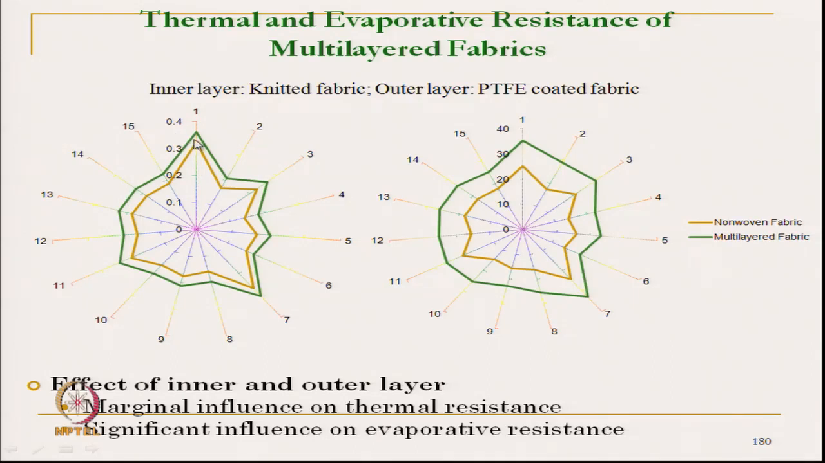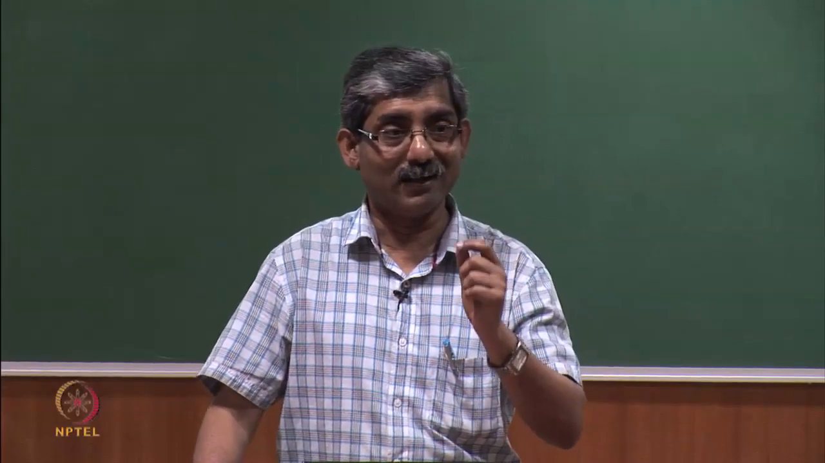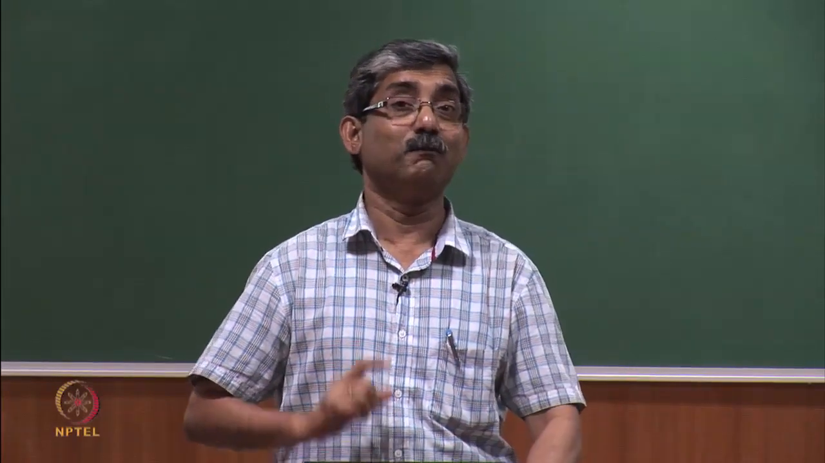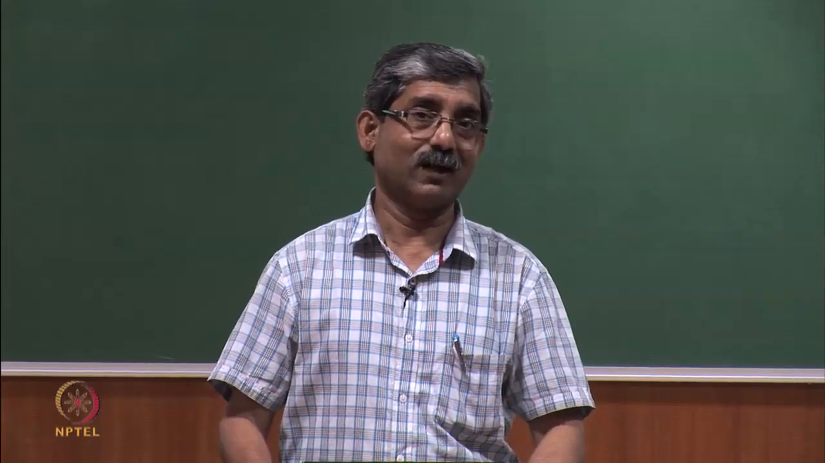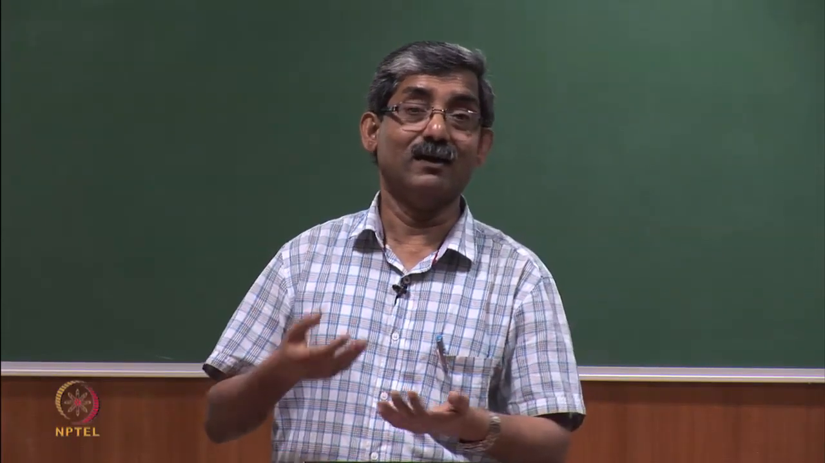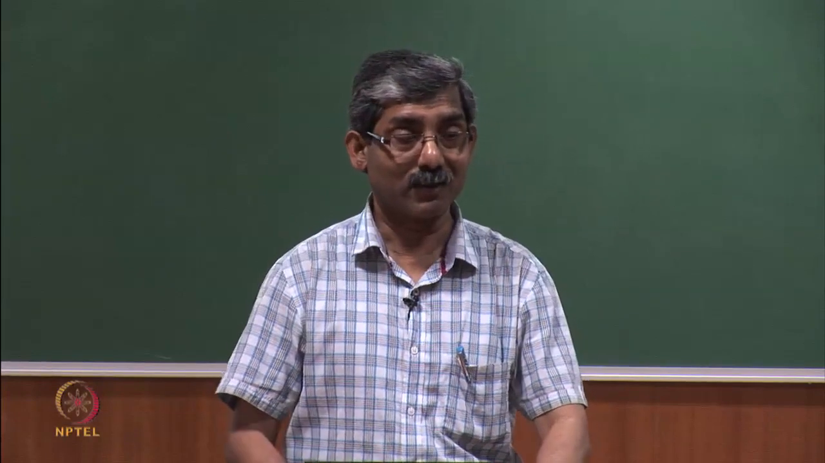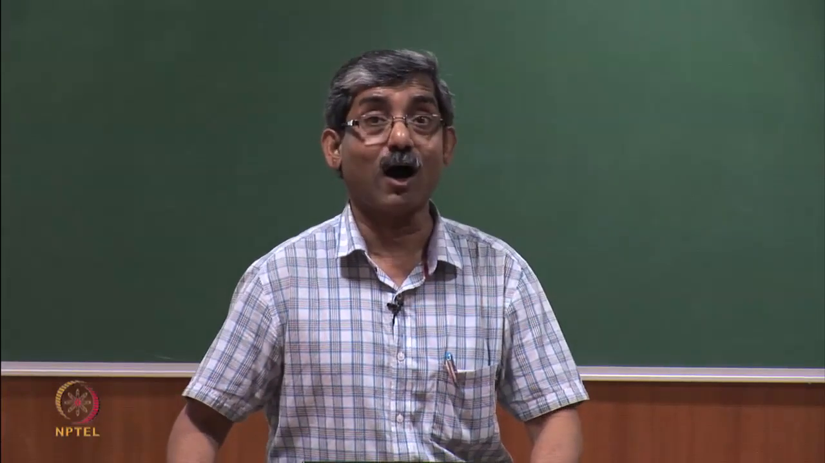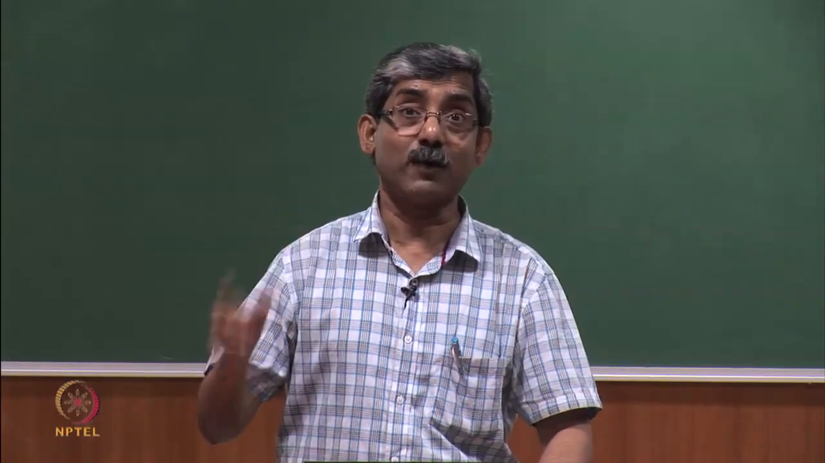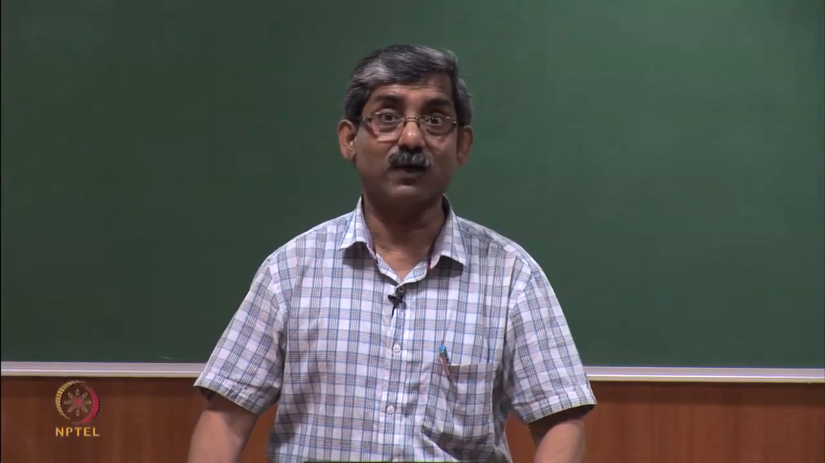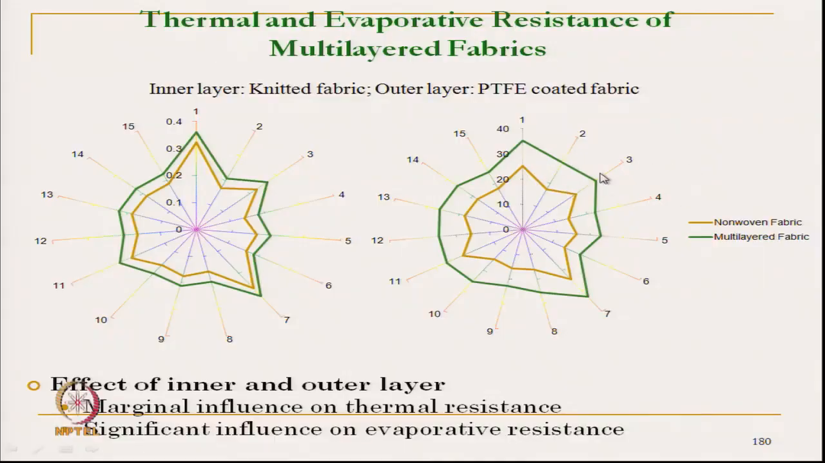In some of the fabrics we have observed it is not that significant an increase, but here the increase in evaporative resistance is significant. That means the addition of the inner layer and outer layer does not impact the thermal insulation too much, which means the main contribution to thermal resistance is due to the middle layer. But the contribution of the outer layer, particularly on evaporative resistance, is very significant. So, if we add the outer layer it gives a significant increase in evaporative resistance.